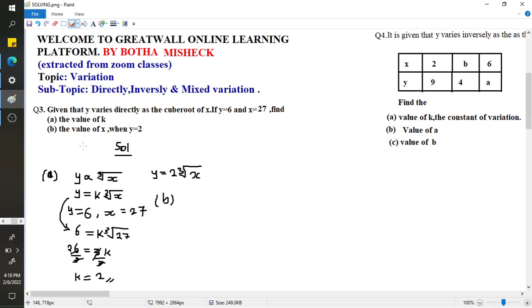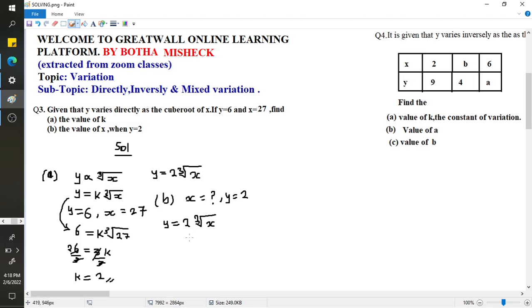Okay, question B, we want to find the value of x when y is equal to 2. So x, we don't know, when the value of y is equal to 2, right? So again, we are going to use the formula. Remember, the value of y is equal to 2. So we can get our formula. We have 2, right? Cube root of x. That's what we have. So this is our formula, the one we have created.